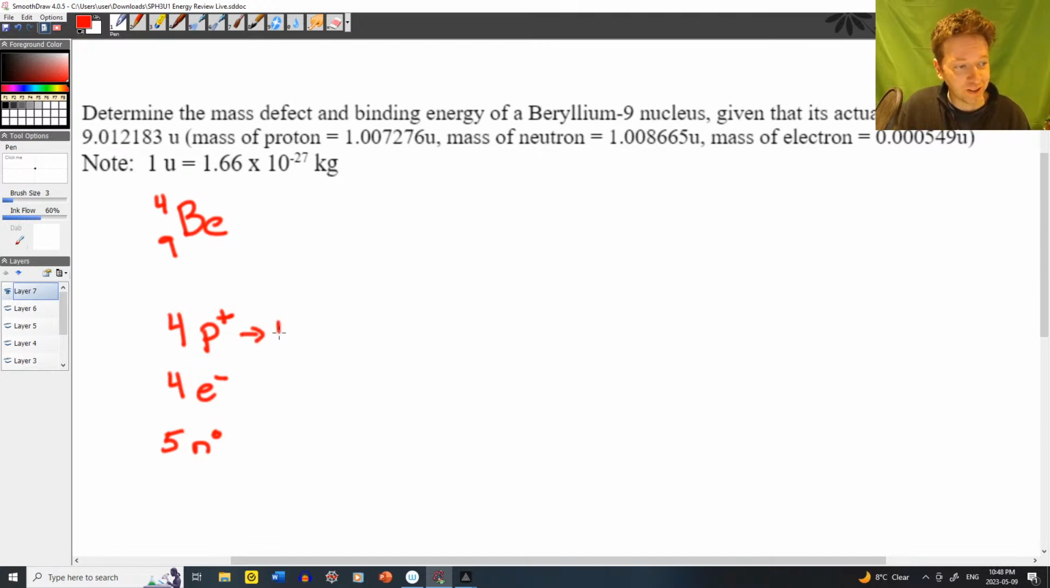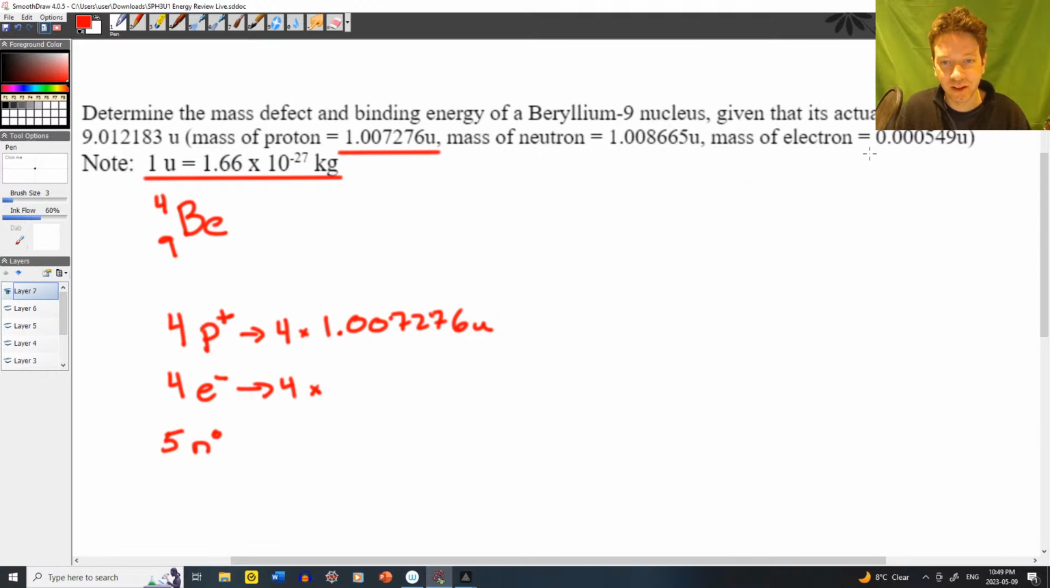So 4 protons. So we have a mass of 4 times the mass of a proton. That U is atomic mass units. They give us the conversion here into kilograms, but we'll do that later. So 4 times 1.007276 U. For the electron, that's 4 electrons.